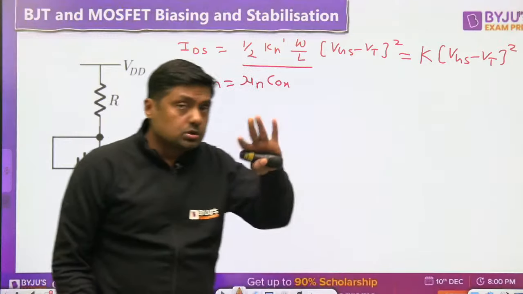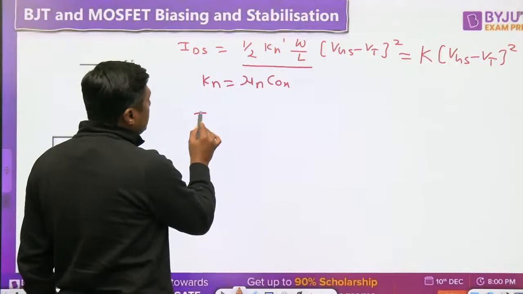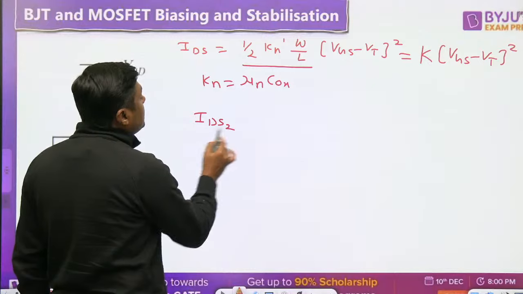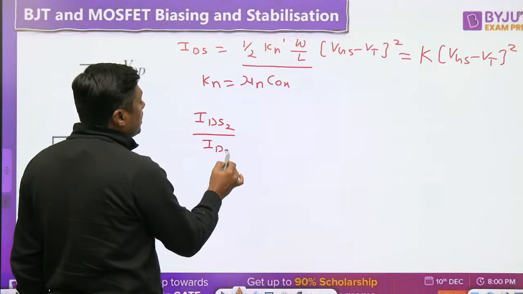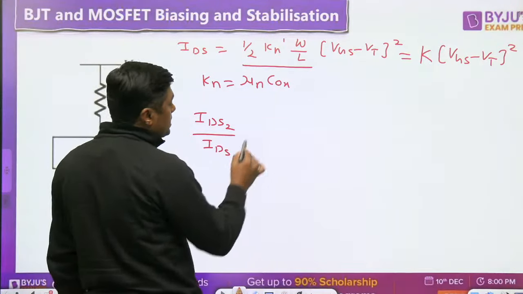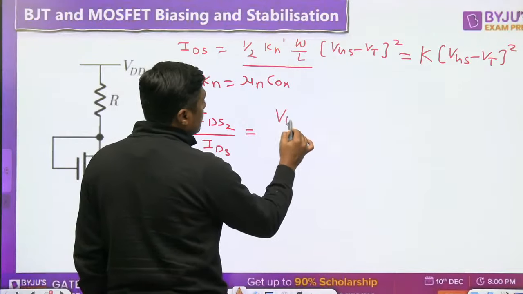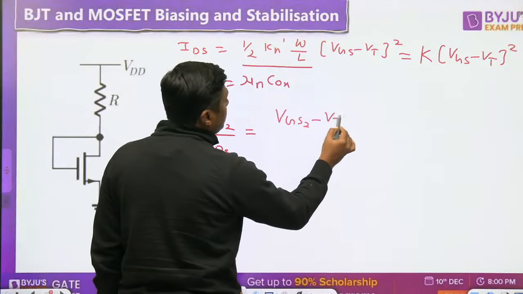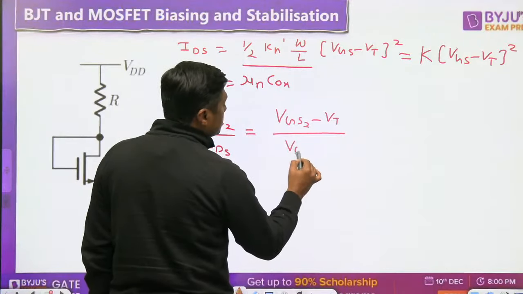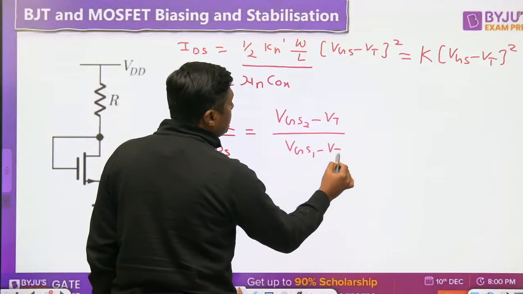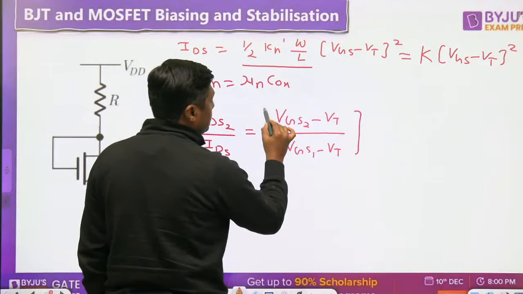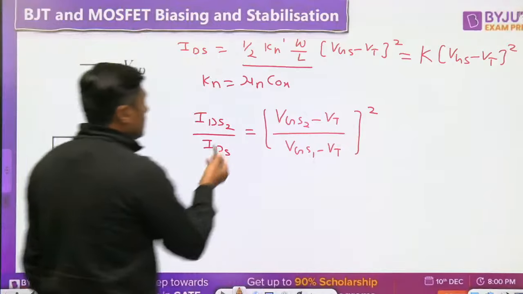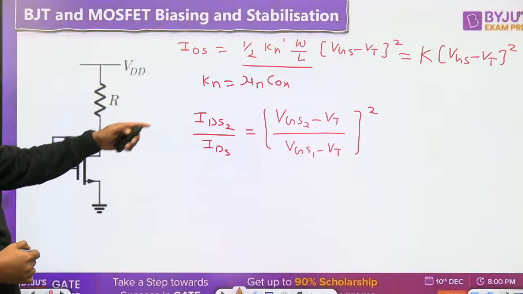Once it is proportional, always remember you can get the general formula: IDS2 upon IDS1. Because it is proportional to VGS minus VT the whole square, you can write VGS2 minus VT upon VGS1 minus VT, the whole square. So directly, we can use this formula.